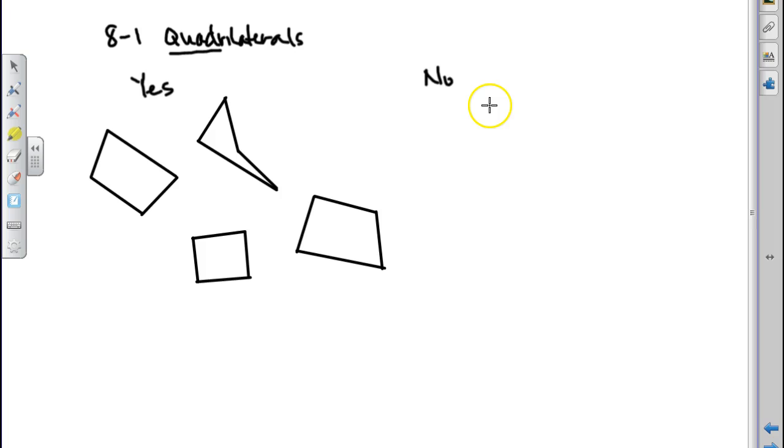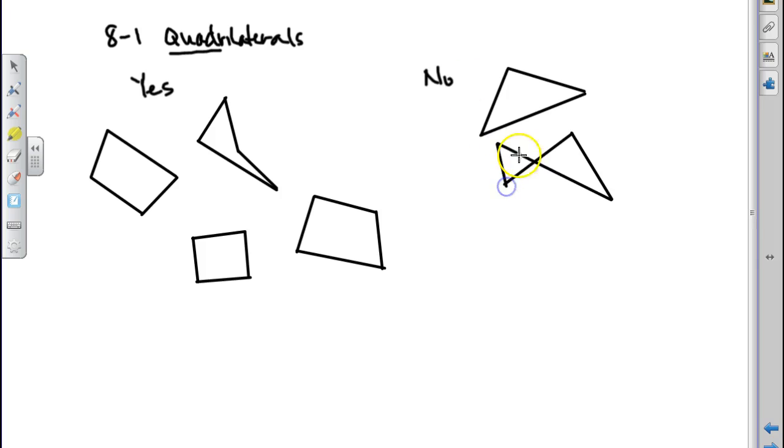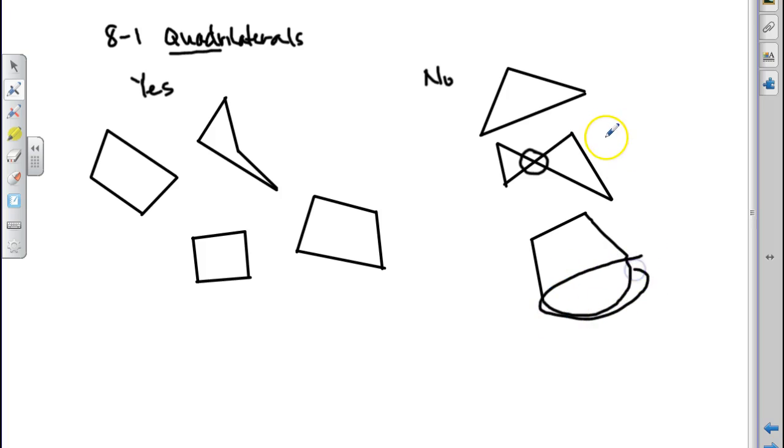All right. Not quadrilaterals. Well, if it doesn't have four sides, it's not a quadrilateral. If you have some crossing, even if it does have four sides, we have intersection not at the vertex right here, and so that's a no. Or if it has curved pieces. So not a quadrilateral, right? Even though it has four pieces, they're not four sides. We have curves here. So this is a no.